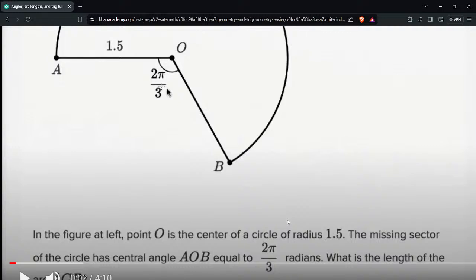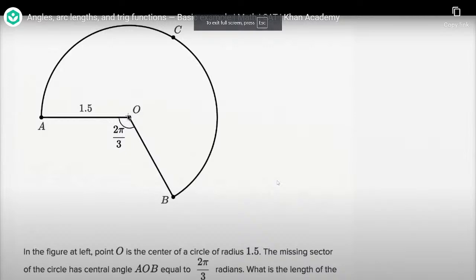In the figure at left, the missing sector of the circle. What's the length of arc ACB? Point O is the center of the circle, and the central angle is this. What's the length of ACB? Okay, this is just easy.